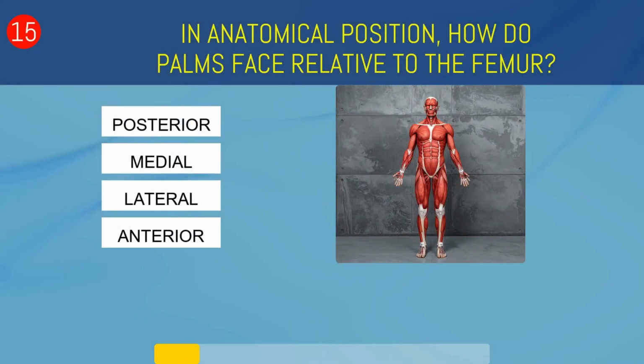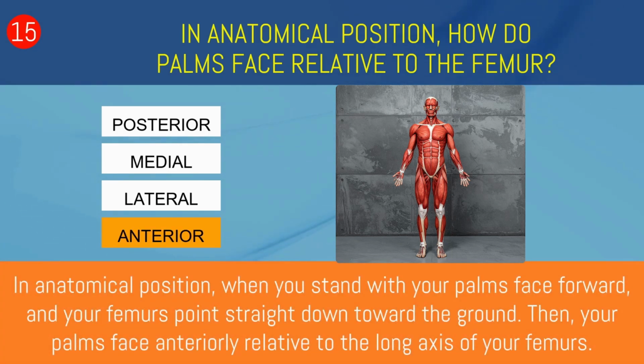In anatomical position, how do palms face relative to the femur? Posterior, medial, lateral, or anterior? Anterior. In anatomical position, when you stand with your arms at your sides, your palms face forward toward the front of your body, while your femurs point straight down toward the ground. Therefore, your palms face anteriorly relative to the long axis of your femurs.